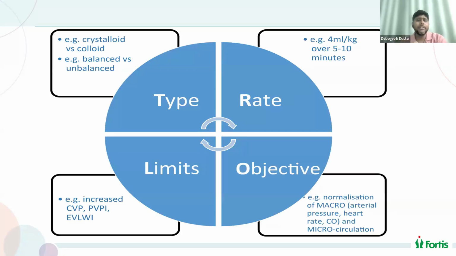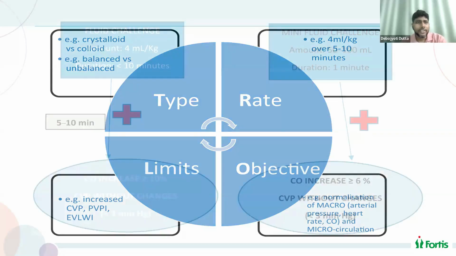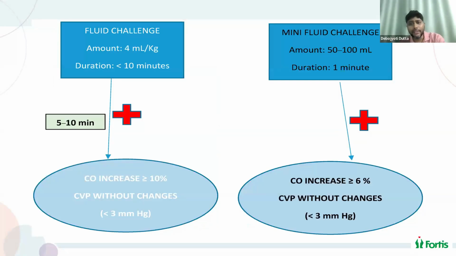So before giving the fluid bolus or fluid challenge to anyone, you need to follow these protocols. First, we need to decide what type of fluid you should give. Mostly we use a crystalloid. What should be the rate of the fluid? What is my objective? What will I observe? One is the normalization of macro pressures like arterial pressure, heart rate, and the microcirculation, or we'll measure the cardiac output completely. And what is the limit when you stop? We will not give if the CVP increases by more than 5, and if the PVPI, pulmonary vascular permeability index, increases or extravascular lung water increases, we will not give the fluid challenge. That's the difference between the conventional fluid challenge and the mini fluid challenge.